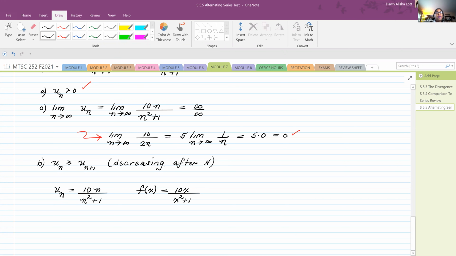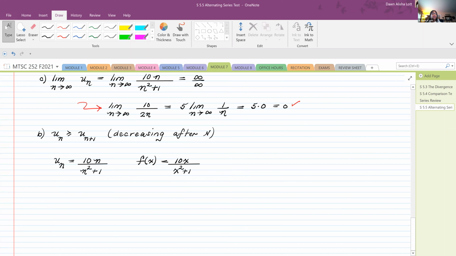And if the derivative is negative, then the function is decreasing, which means the sequence of un will be decreasing. Okay, so let's look at f prime. All right, so that's 10. Let's move the 10 out.